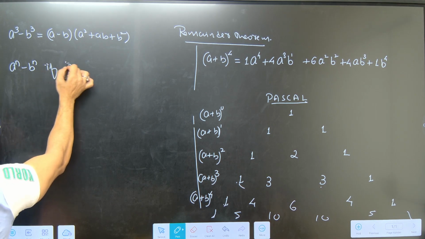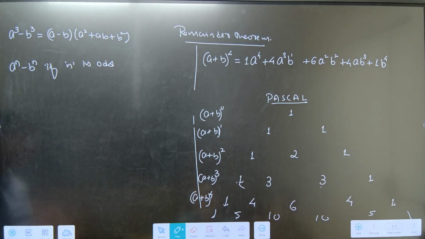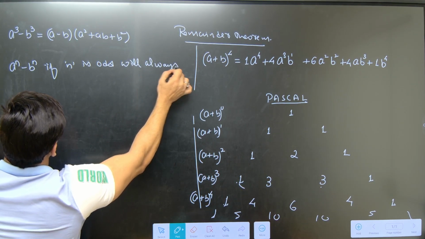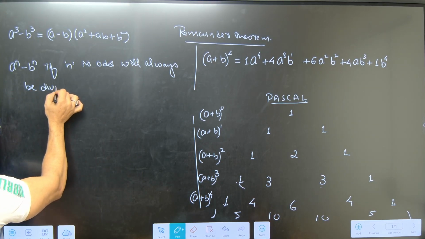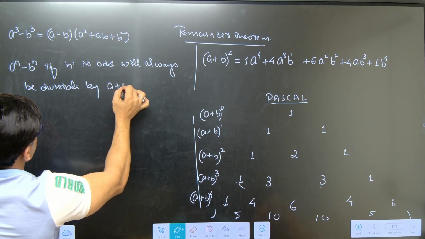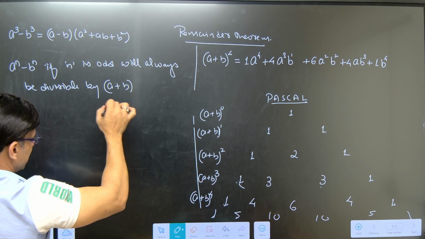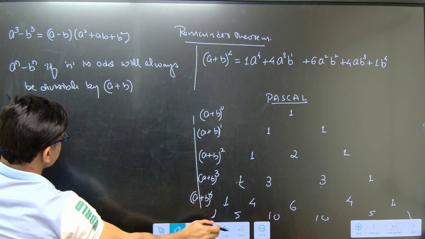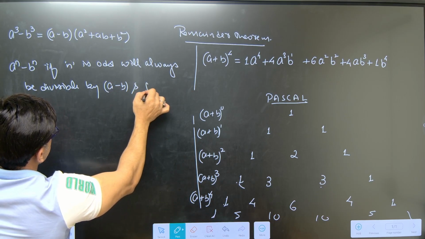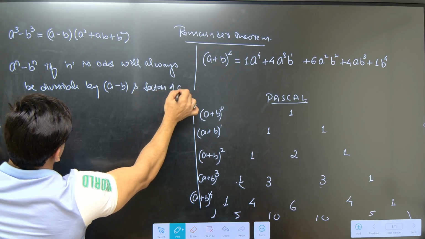If n is odd, a raised to the power n minus b raised to the power n will always be divisible by a minus b and factors of a minus b.